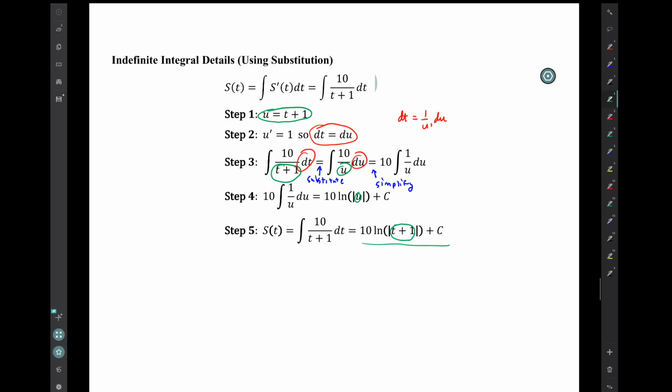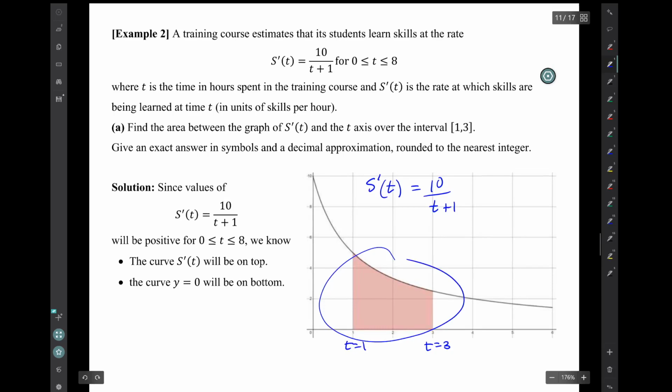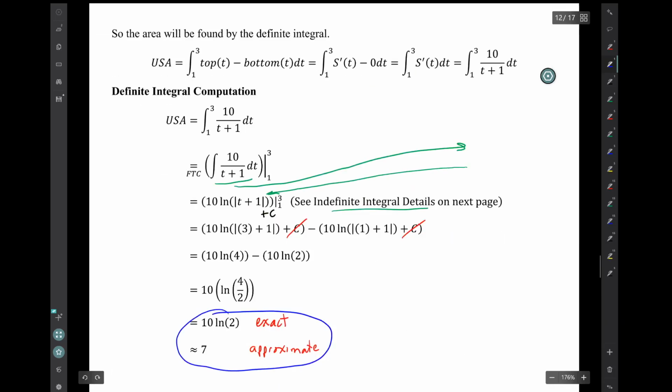Let's have one last look at our result of part A. The result of part A was we found that that area shown here has value 10 ln of 2, that's the exact expression, and approximately 7.